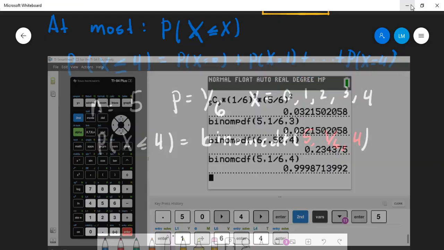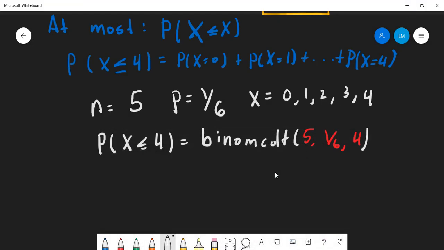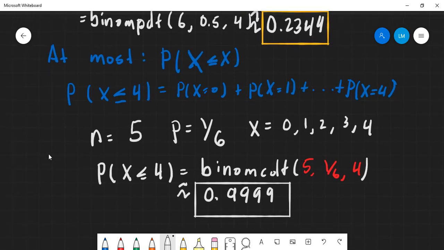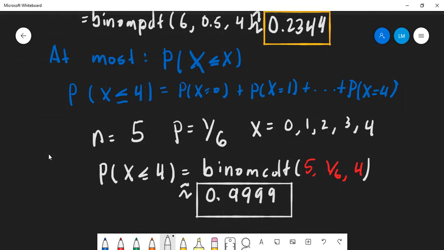So that means that this is going to be approximately 0.9999. Now that's not too bad in terms of thinking of the odds. So if you wanted to make a wager, you could probably say, well, I'm going to choose that my number is going to come up at most 4 different times. So that's really good odds.